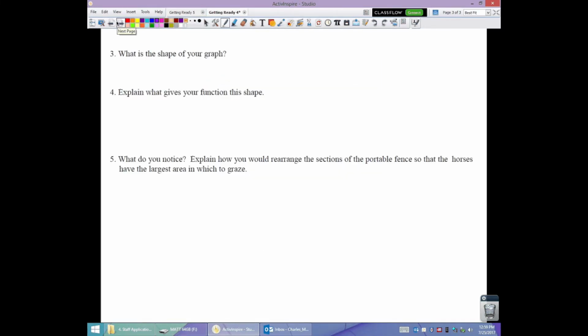What is the shape of your graph? It is a parabola. Now, explain what gives your function this shape. That question's a little bit vague. So one answer could just be that as you increase the length, the area first increases, then decreases. So what you're really explaining is why it goes up and then back down. But I think a better answer would be something like this.